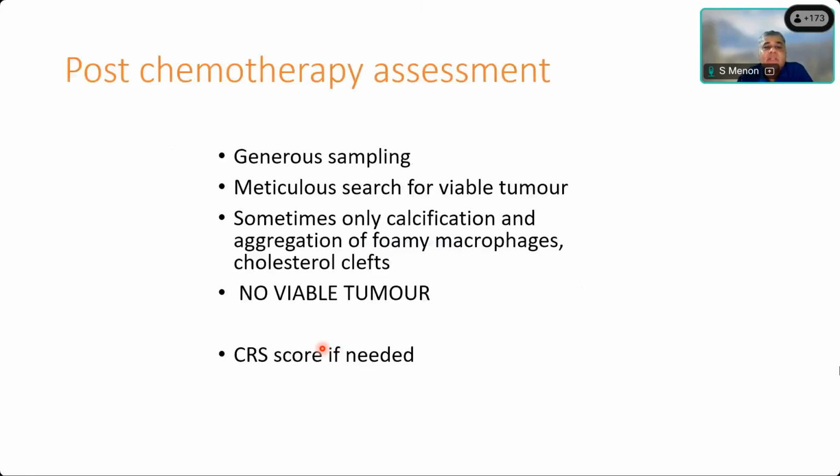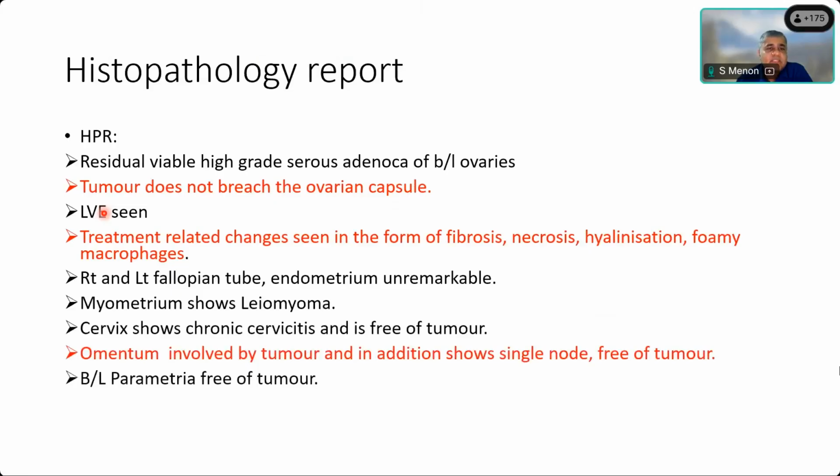General sampling, then search for viable tumor. Sometimes only calcification and foamy histiocytes would be found, and sometimes you may not find any viable tumor, which is a very, very rare occurrence. Generally, ovarian tumors will respond, but complete disappearance of ovarian tumor is not a common occurrence, at least in what we see. So this is what the histopathology report should include.